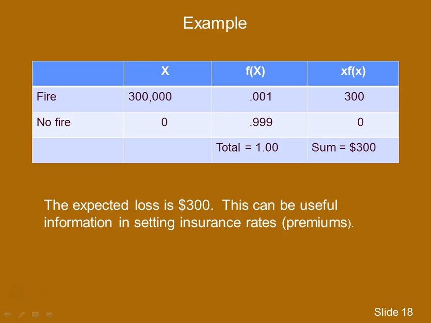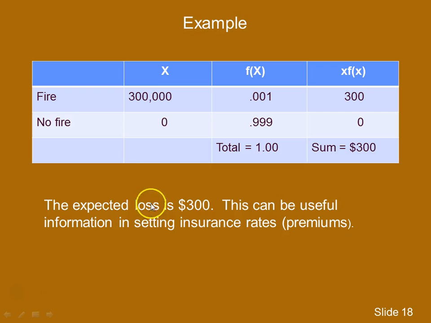Let's take a look at our variable X so far. Our variable X has two possibilities. The insurance company either loses 300,000 or loses zero, depending on whether there's a fire or no fire. Let's make up some probabilities. Let's assume that in any time period, say like a year, the probability of no fire, let's say, is 0.999. And the probability of a fire is 0.001. It's probably even smaller than that, but I just used these for, again, illustrative purposes.